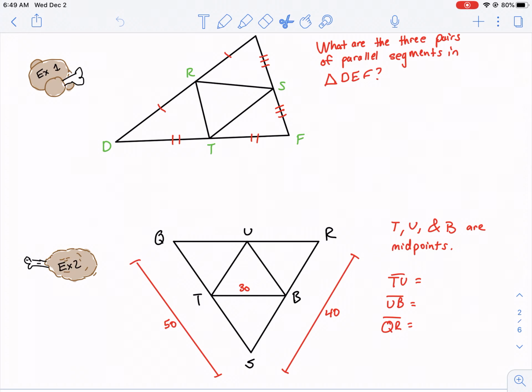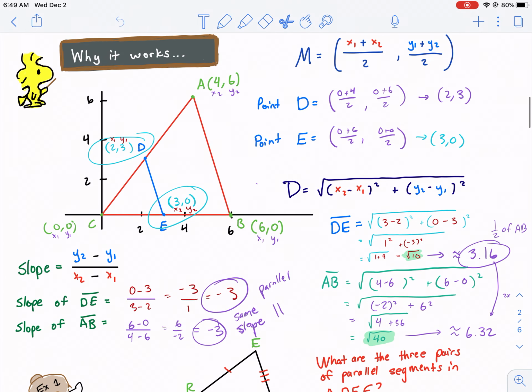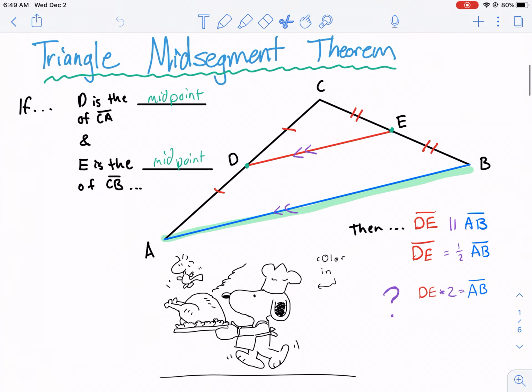Welcome back, geometry students, to section 5.1. This is part 2 of our video on the mid-segment theorem. In part 1, we kind of proved how the mid-segment theorem works and talked about what it is.